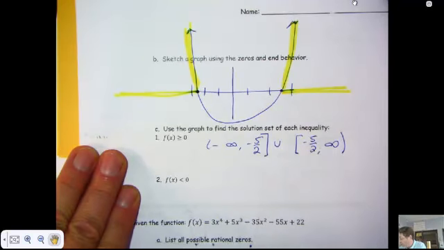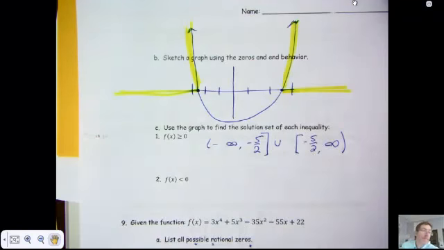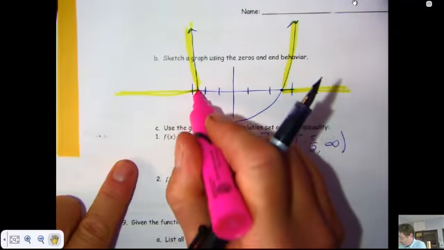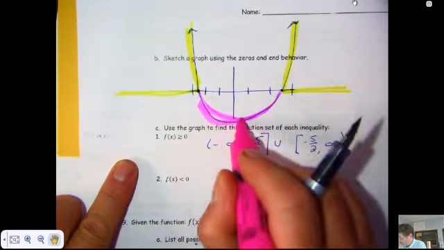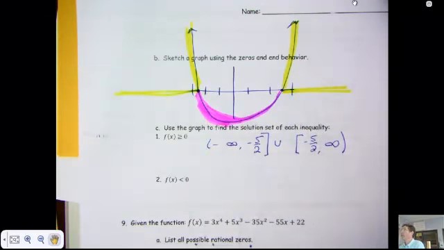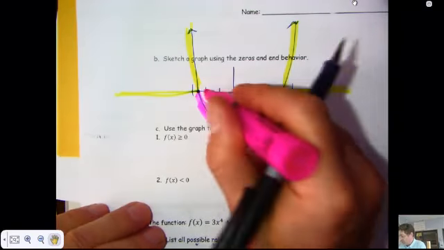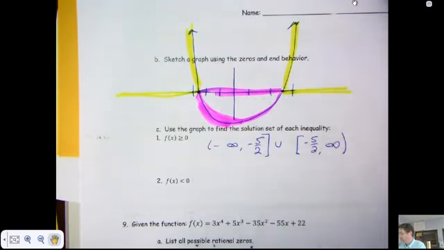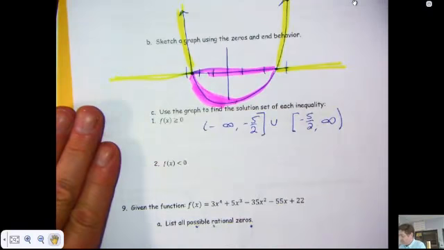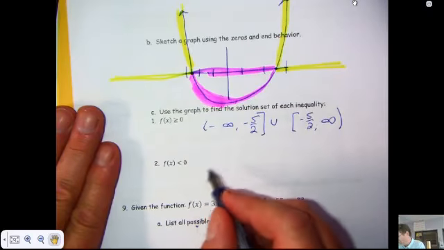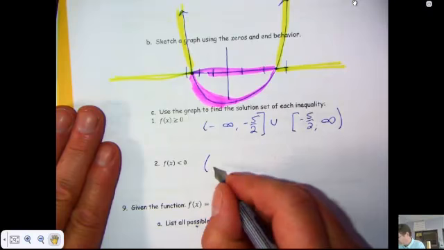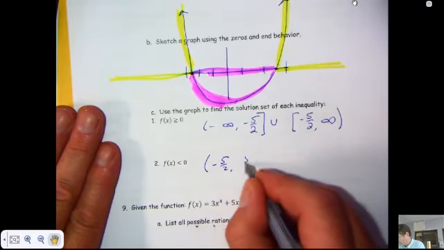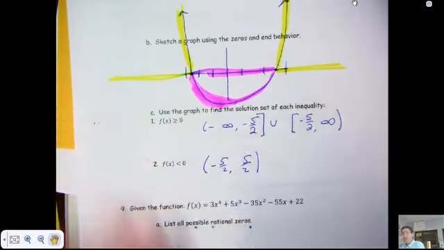Then the other question is, where is it negative? -5/2. Yes, negative right down here. This part's negative. That's below, so the x values are right between here and here. So that's going to be from, and open or closed brackets, -5/2 to 5/2.